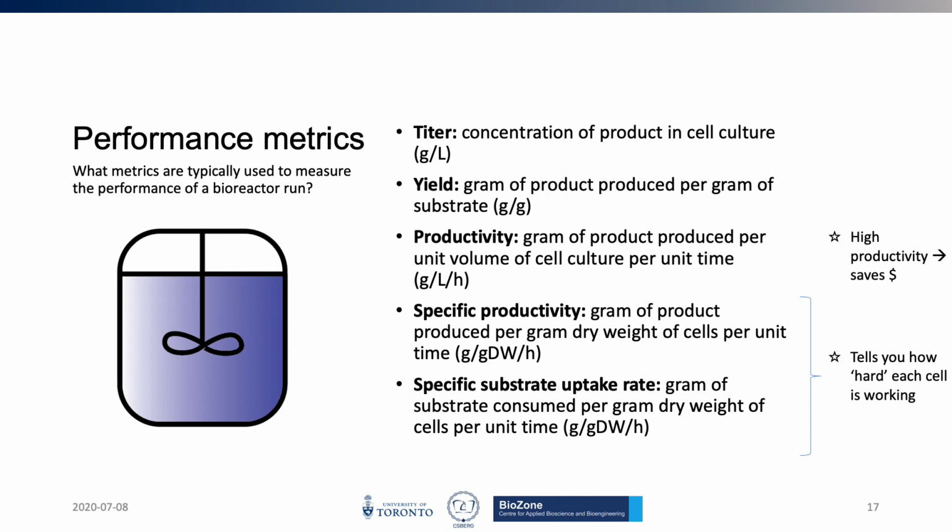Specific productivity is the grams of product produced per gram dry weight of cells per unit time, and the units are grams per gram dry weight per hour. And specific substrate uptake rate is the grams of substrate consumed per gram dry weight of cells per unit time, so also grams of substrate per gram dry weight per hour. The last two just tell you how hard each cell is working. So a cell that's working hard in your bioprocess is consuming substrate and making product.